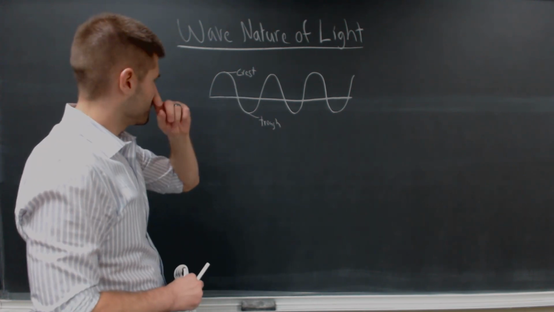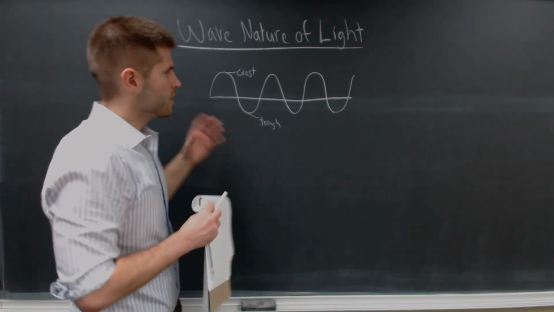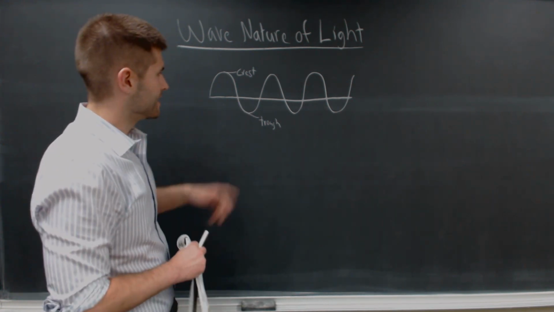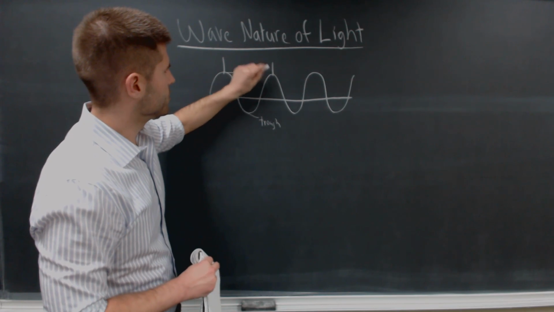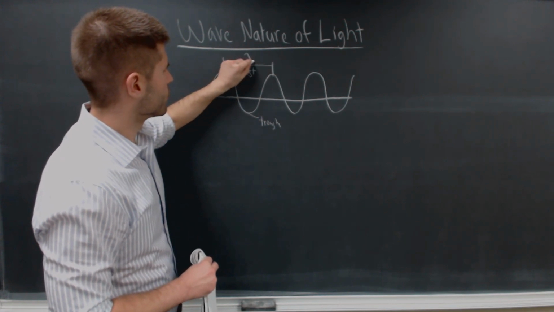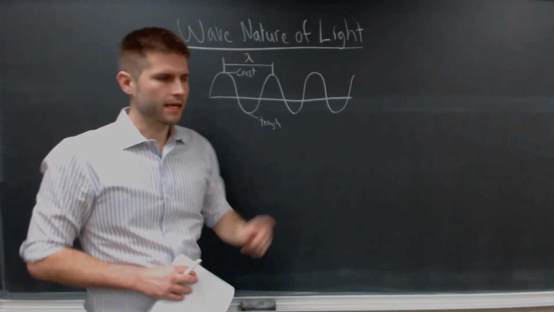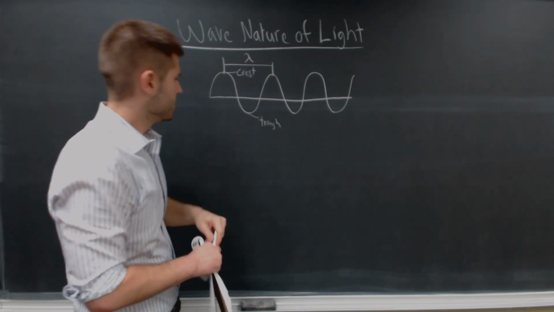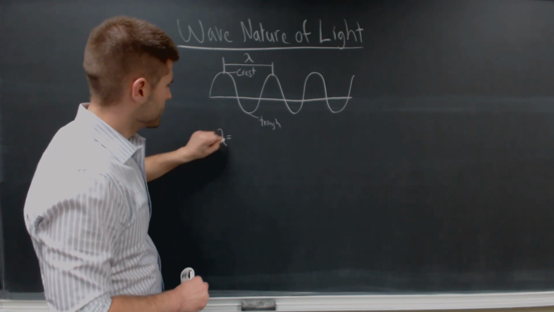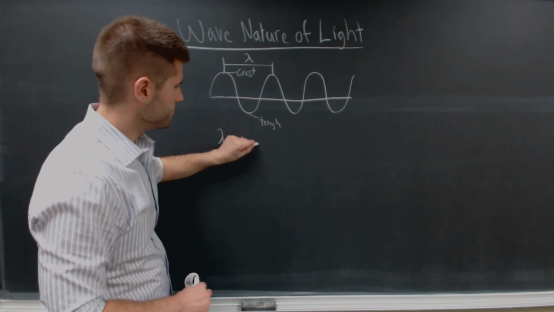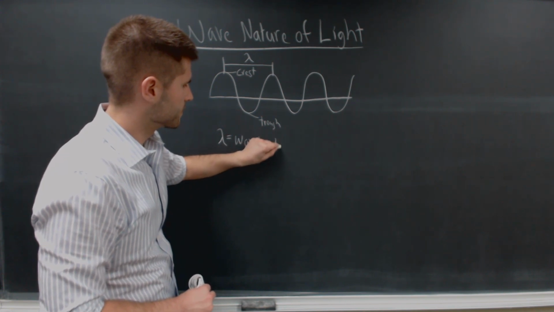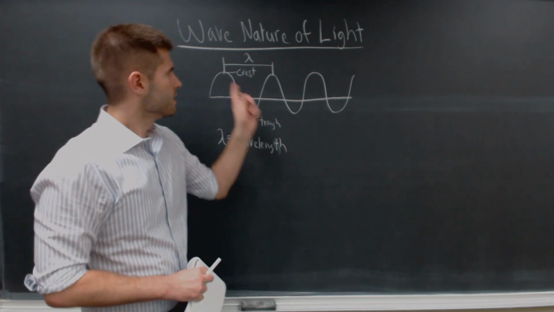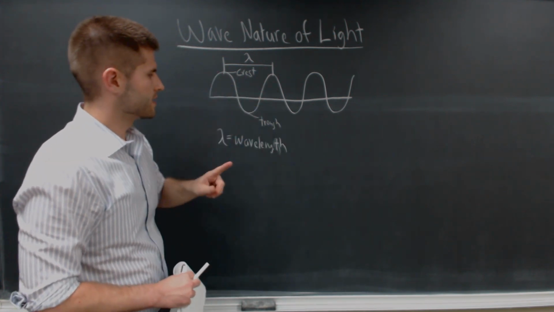So we have a crest and a trough. Now, every wave has a certain wavelength associated with it. That is the distance between two different crests. This is called wavelength, and it's given the Greek letter lambda. For those of you in the Greek system, you know that this is lambda. So lambda is equal to wavelength, the distance between the crests.